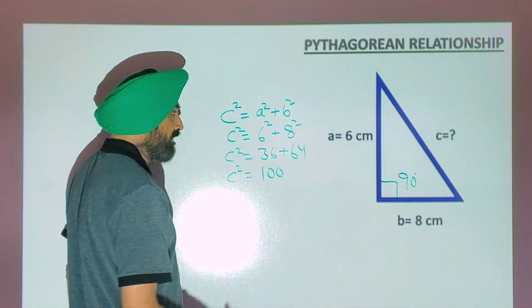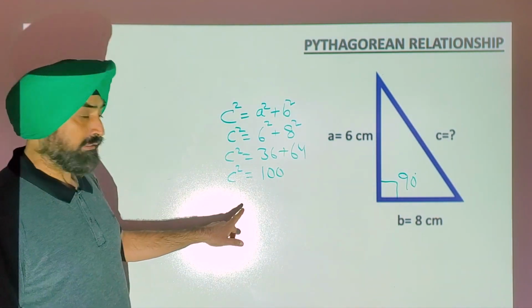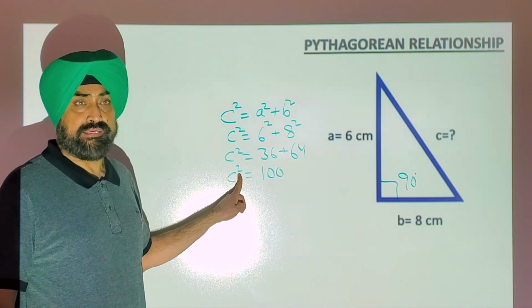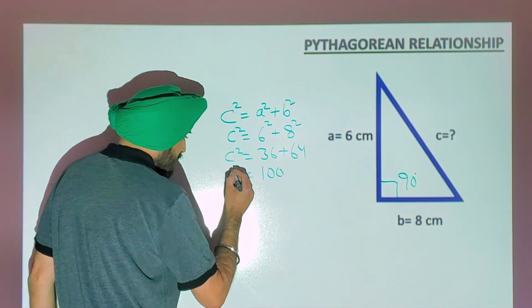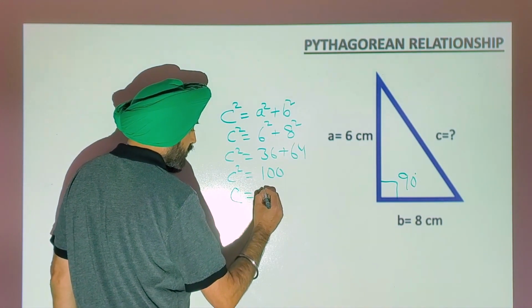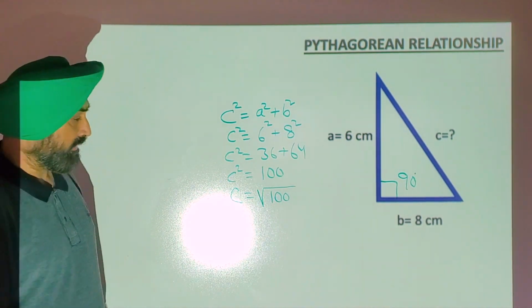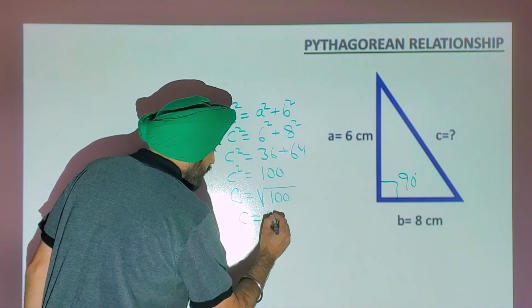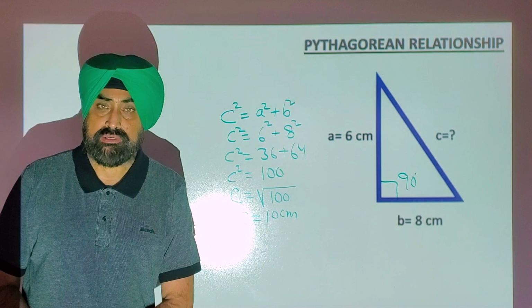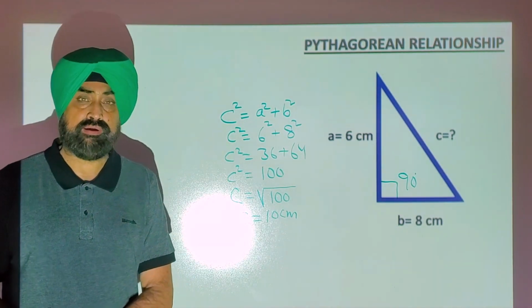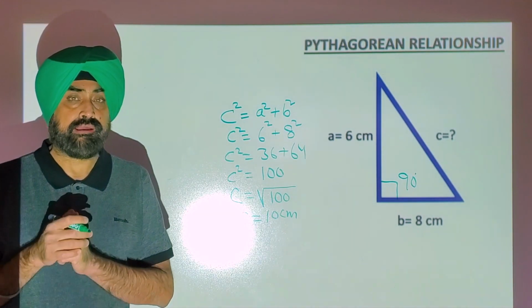Now C square is 100, but we are not looking for C square. We are looking for C. Important thing: when you remove a square from one side, you get a square root on the other side. So for C, remove the square here, and you get a square root on the other side. So find the square root of 100. The square root of 100 is 10. So C is 10 and the unit is centimeter. So this way, if two sides of a right angle triangle are given, we can find the third side. But the important thing is the triangle should be a right angle triangle.